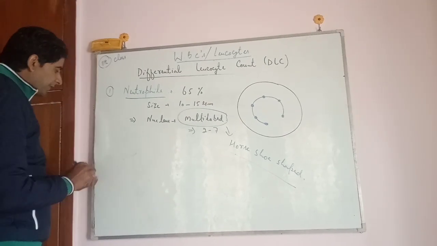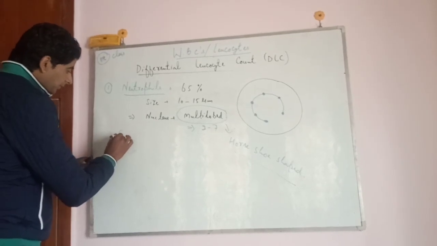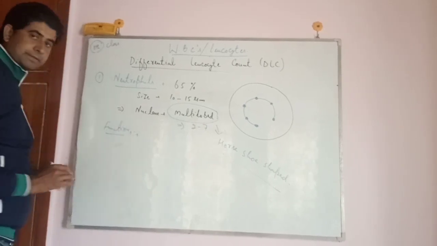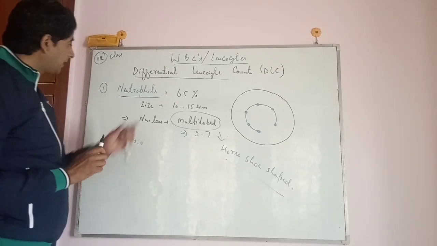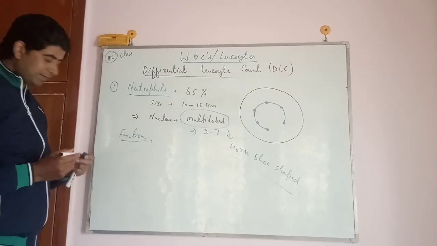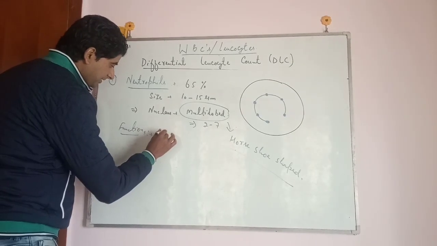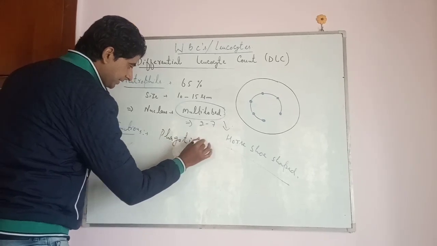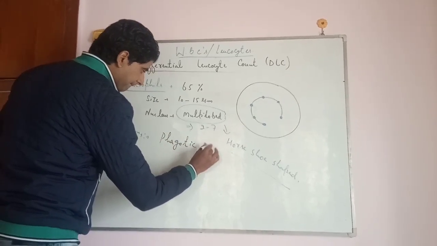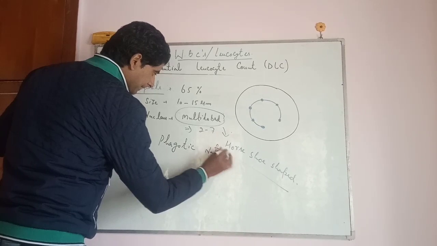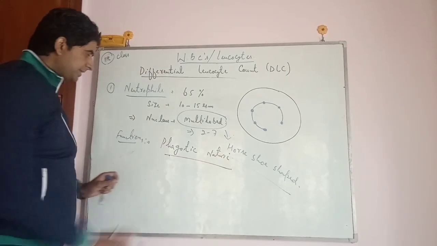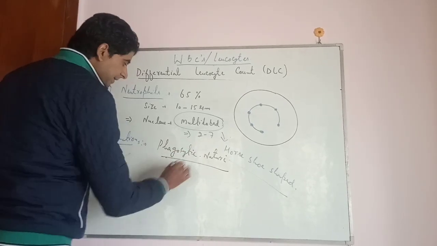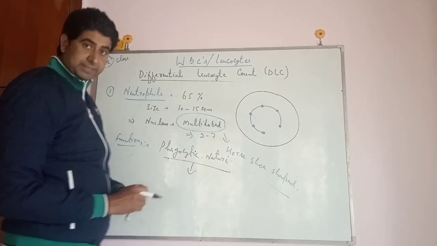Now, what's the function of neutrophils? The main function of the neutrophils is phagocytosis. That means these are phagocytic in nature. These are phagocytic in nature, means they engulf the foreign particles.